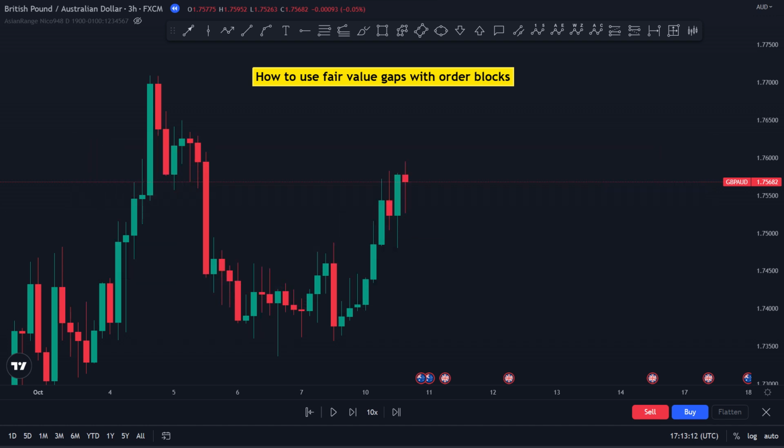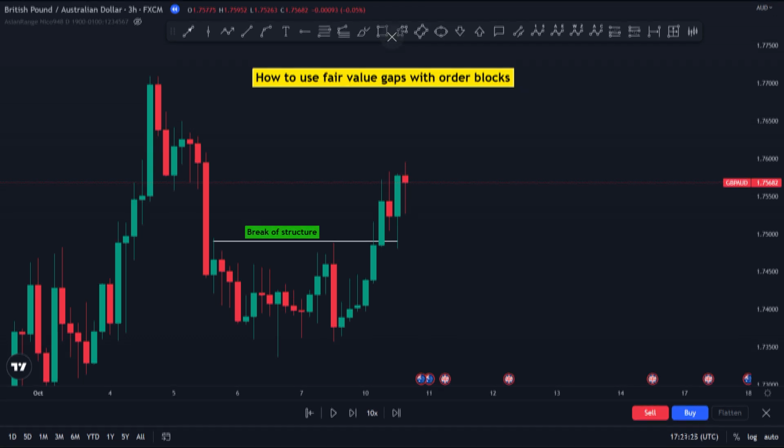I have mentioned fair value gaps before in the previous video. The link to that video will be in the description below, but I will also touch the basics in this video to understand it if you are still new.